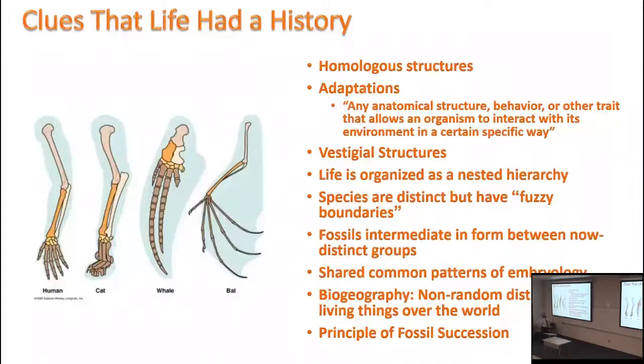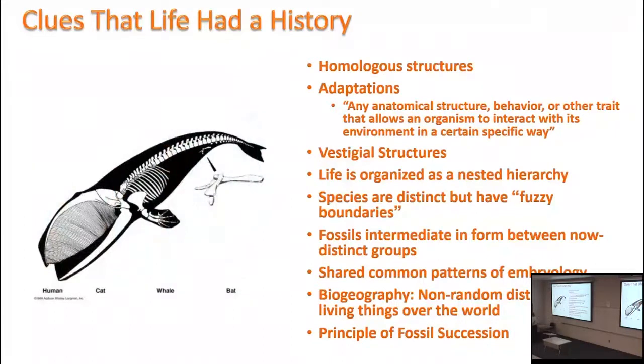And so here we see, again, the standard human, cat, whale, bat forelimb, all of them built on homologous structures, but adapted for different modes of life. Why would that be? If life didn't have a history, if every species was independently created or somehow else emerged into the universe, you wouldn't necessarily expect to take the same underlying architecture and move it in different ways. You could create it from scratch.